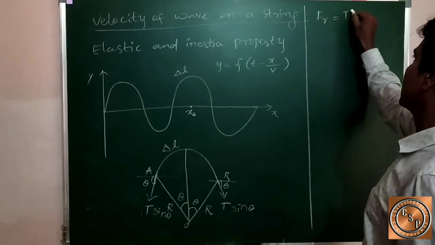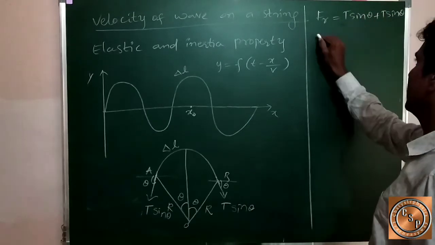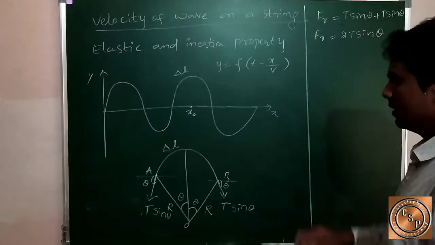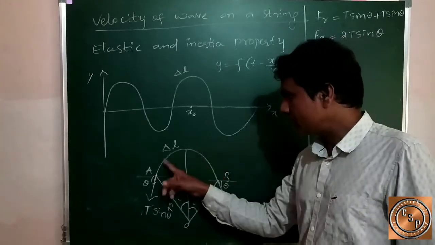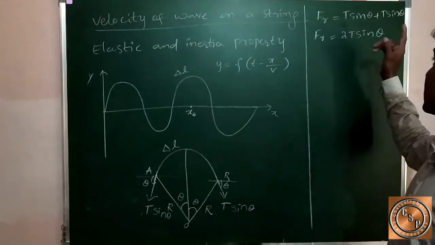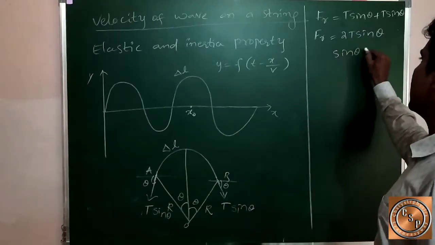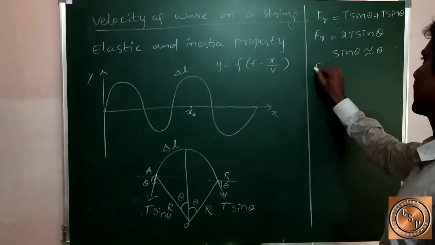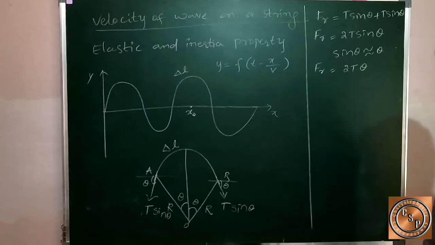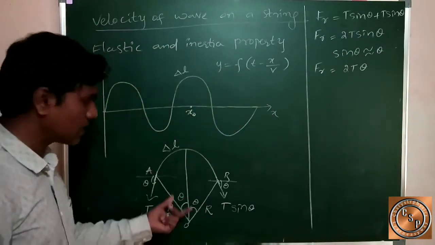The resultant force Fr equal to T sine theta plus T sine theta, Fr equal to 2T sine theta. Here the length of the element is considered delta L, so it is small. Hence theta will also be small. Here sine theta is approximately theta. Fr equal to 2T theta. The resultant force is acting downward, that means towards the center.